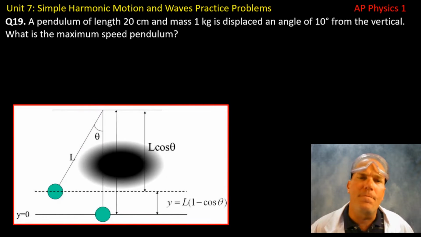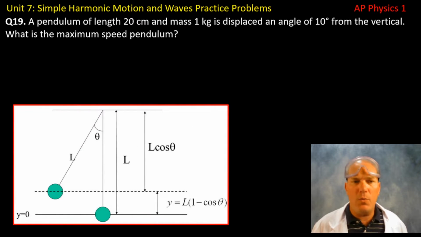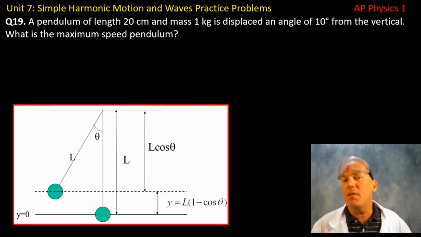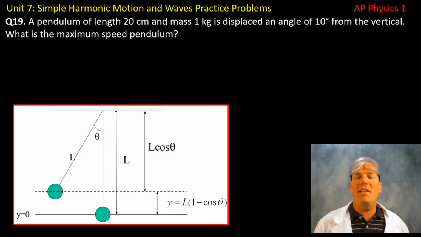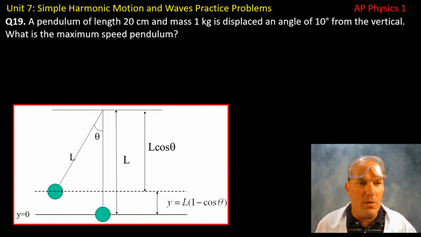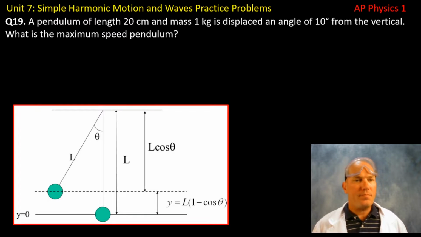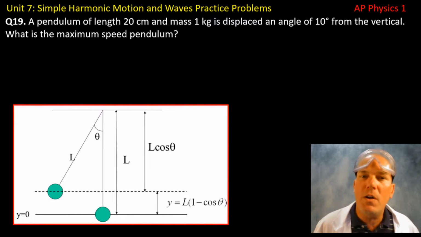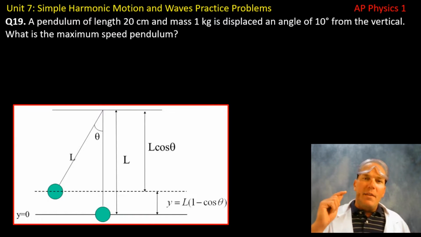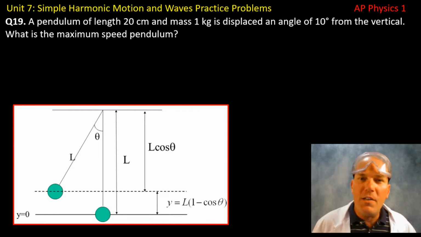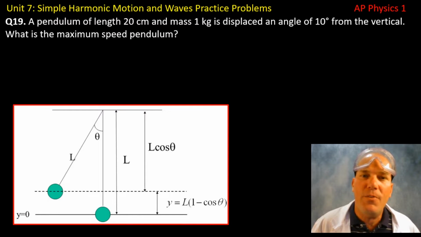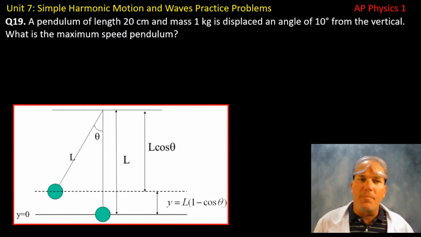Question 19. A pendulum of length 20 centimeters and mass 1 kilogram is displaced an angle of 10 degrees from the vertical. What is the maximum speed of the pendulum? Maximum speed of the pendulum. I bet you already know that the maximum speed of that pendulum will occur as it swings back through equilibrium.